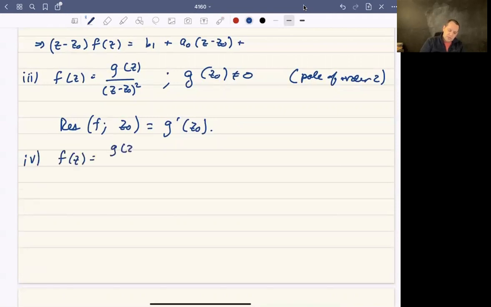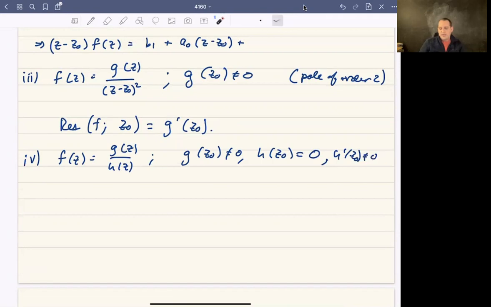If you have a function that's g over h, and if g of z naught is non-zero, h of z naught is 0, and h prime of z naught is non-zero, what this means is, think about this just in terms of Calc 1. If you have a function that when you plug in a point you get 0, that means you can factor out a z minus z naught from that function. And when you take its derivative, if you don't get 0, then you could only factor out z minus z naught once.